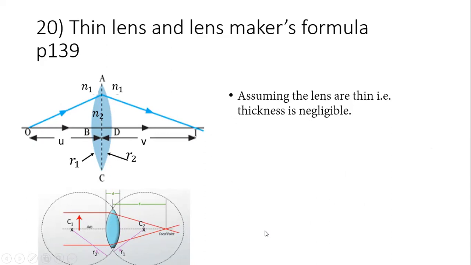Okay. I assume that the lens is thin. That is, the thickness is negligible. That means when we compare the thickness to u or to v, it is negligible. So OB, right, at the center B there is your u, object distance, and then BI. BI is from the optical center. Usually we take it from the center. BI is your image distance.